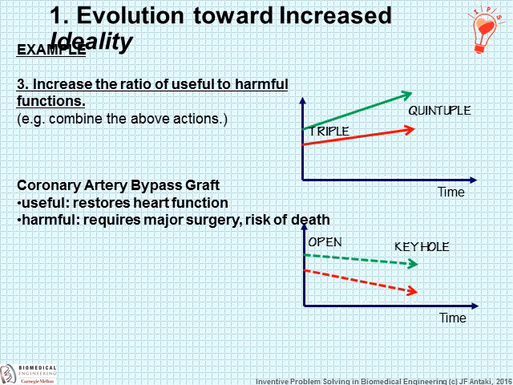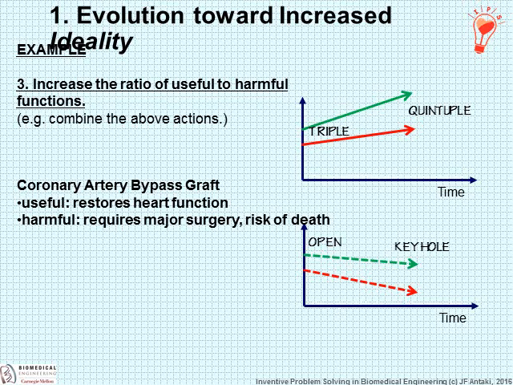So just as an example of the third case, where we're increasing the ratio of useful to harmful functions, I was thinking of a coronary artery bypass graft, or a bypass procedure you may have heard of. In the early days, it was more common to have a triple bypass, 3 blood vessels, because the quintuple bypass was considered to be more risky. But over time, it was recognized that the benefits outweighed the incrementally increasing risks and costs. So quintuples are actually more popular today than they were in the early days of bypass.